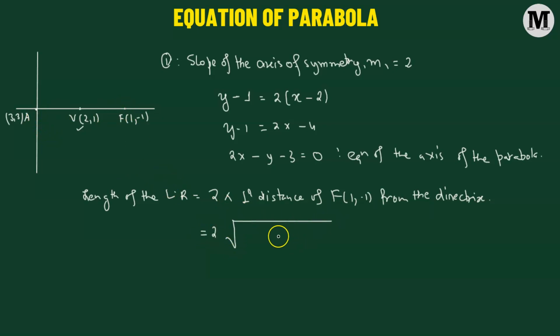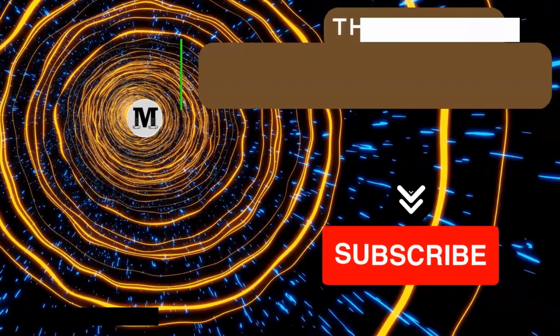So we'll have 2 times the square root of, take the difference of the x coordinate, so that's 3 minus 1, square it, and then add it to the difference of the y coordinate. So we get 3 plus 1 whole squared. This will be equal to 2 times the square root of, so 3 minus 1, that's 2, 2 squared, that's 4, added to 16, so that's going to be 20, which is going to give us 4 times the square root of 5. So that means this is going to be the length of the latus rectum.